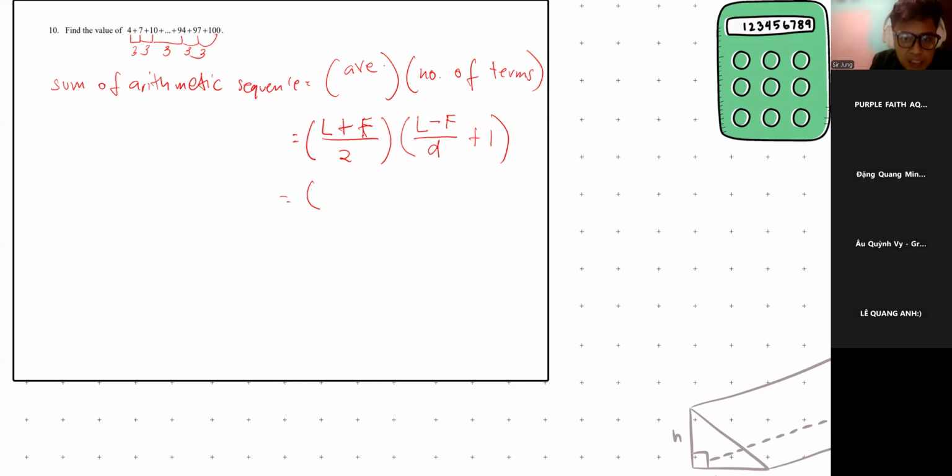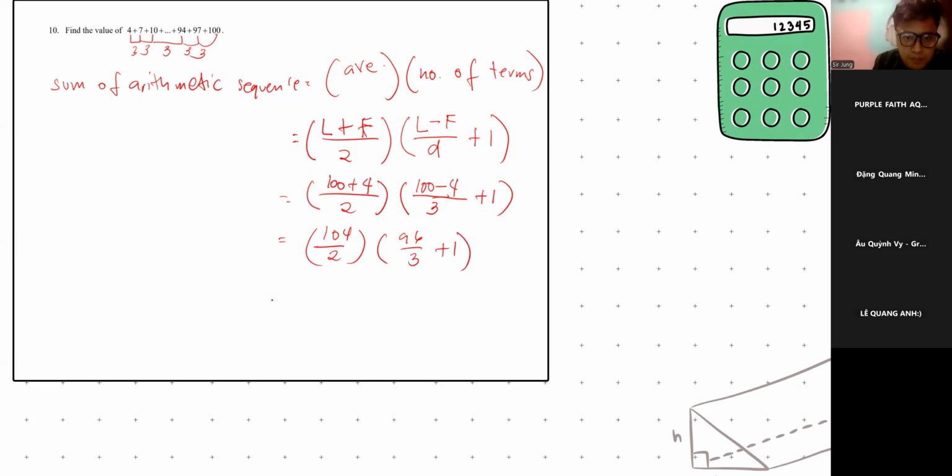So average, last plus first: we have 100 plus the first, which is 4, all over 2, times the number of terms, which is the last, 100, minus the first term, which is 4, all over the common difference. What is the common difference between them? We have 3, then plus 1. So 100 plus 4, that's 104, all over 2, times 96 all over 3, plus 1. This is equal to 52 times 32, plus 1.